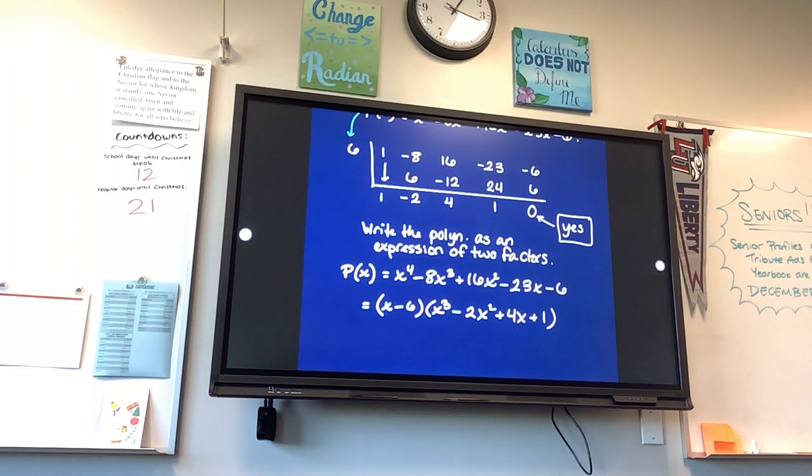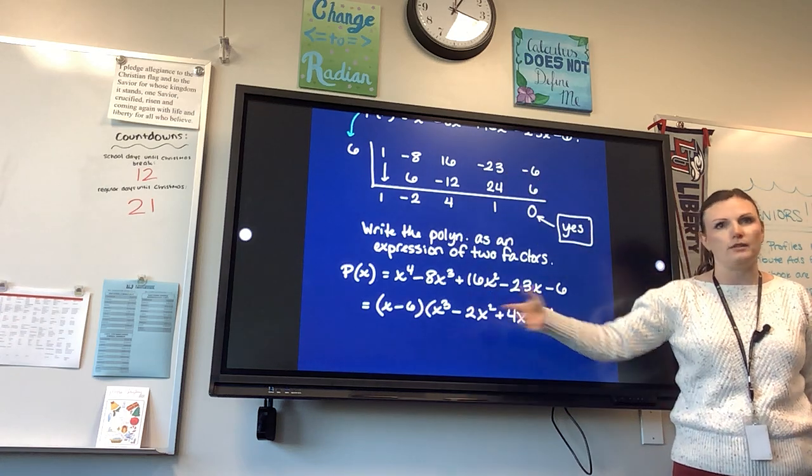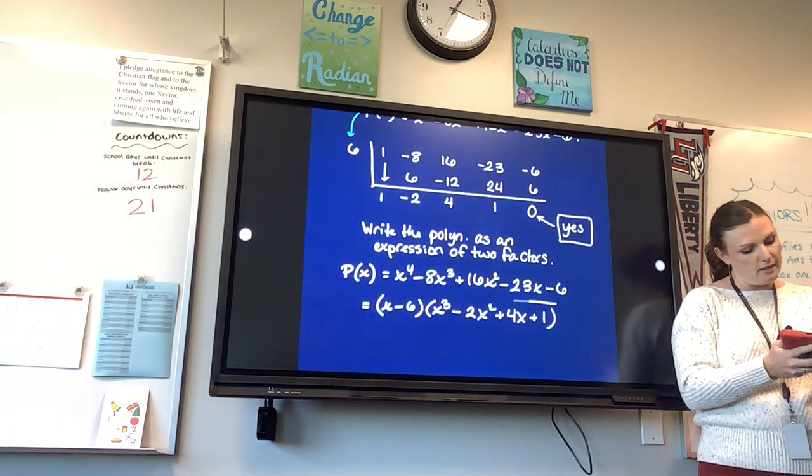Because it's a factor, right? That's the only time you're going to be doing this whole thing, is if it's a factor. So you're not going to be writing this expression of two factors if the initial one that you found out isn't a factor. That would be a moot point. Okay? So that's the follow-up to this.